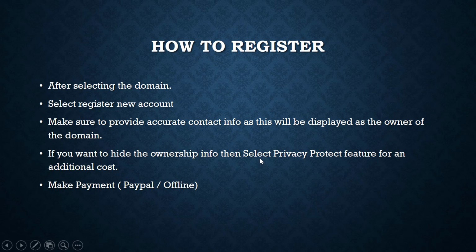If you enable it, they'll charge you around $4 per year, and they'll hide your contact information from the WHOIS service. The public will only be able to see the starting date and the expiry date. Other than that, all the ownership details will be masked. Okay, this is a paid service.